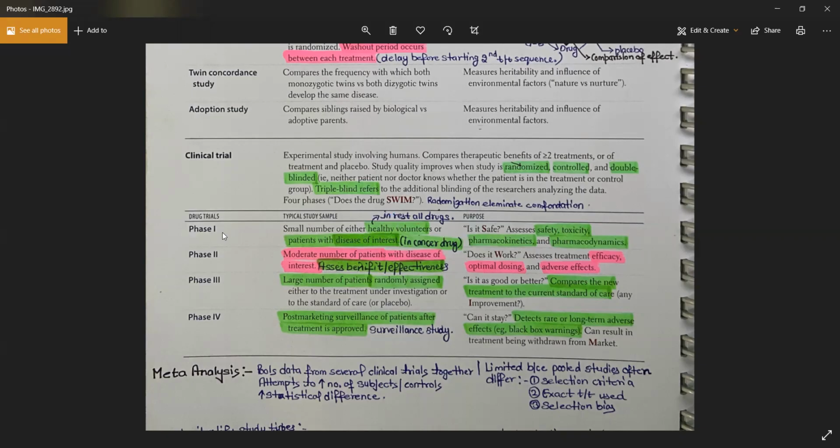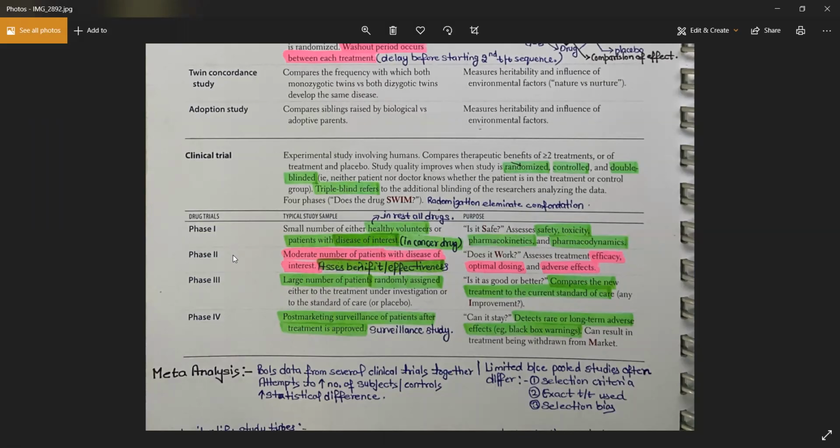And what things are you going to test the drug for? First is the safety. What is the safety level of the drug? What is the toxic level of the drug? What is the pharmacokinetics? How is the drug going to be eliminated from the body? What is the pharmacodynamics of the drug? How does the drug function in the body? What is the safety profile of the drug? What is the toxicity level? What are the side effects of the drug? All of these things you're going to study in phase 1.